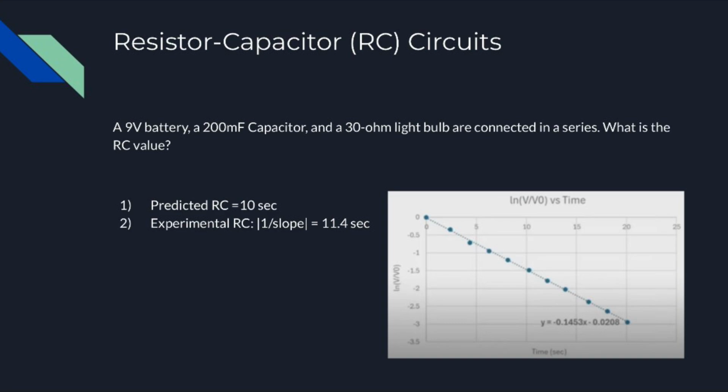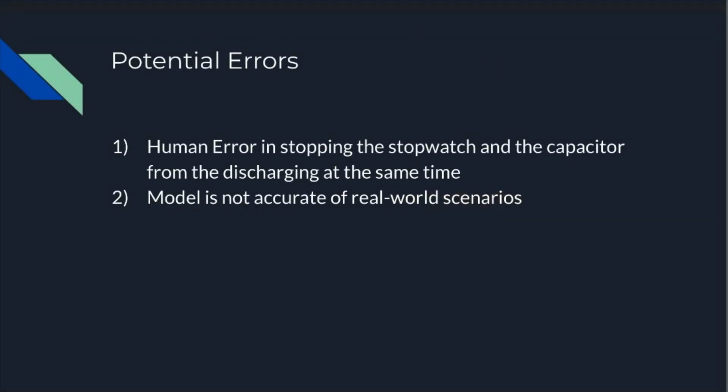Now, some potential errors. 1 is human error. Obviously, in stopping the stopwatch and the capacitor's discharge time, that could lead to why that was 11.4 seconds and not 10 seconds. We started the stopwatch slightly off and ended it slightly off because we were eyeballing the light bulb with it. So that could be a little off, human error. And then 2, the model is not 100% accurate of real-world scenarios. There are other forces that we are simplifying to make our lives easier.